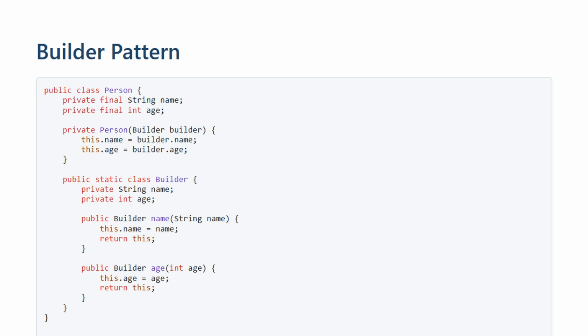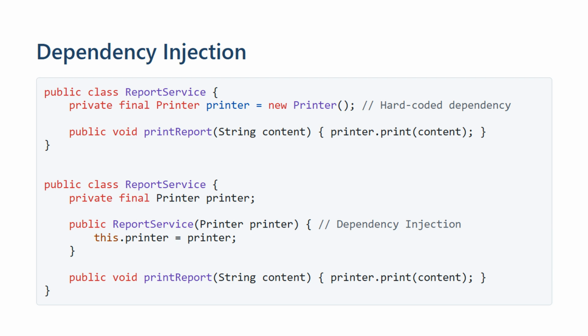The builder pattern solves both problems. It lets you set properties step by step in a controlled way, and then create the object in one go, ensuring it's valid and immutable. Here you create a builder, set the fields you need, and then call build to get the final object. This approach is readable, avoids invalid states, and keeps the final object immutable. It's especially useful for classes with many optional parameters.